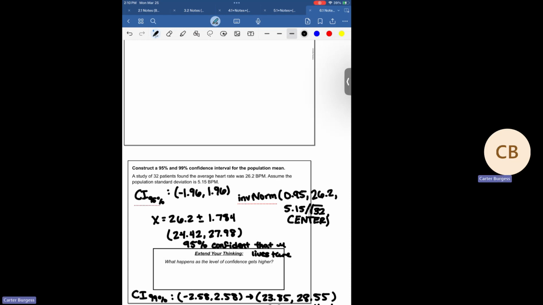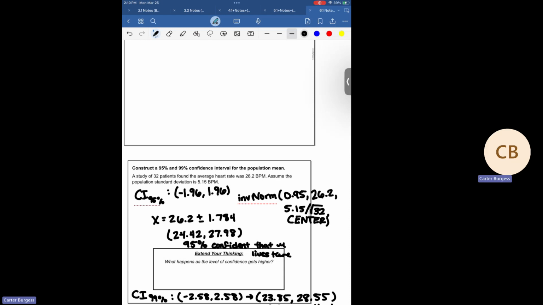And if you enter this into your calculator, you get the exact same thing that we calculated by hand. You get 24.42 and 27.98. So entirely doable with the calculator as well. There's nothing wrong with doing that. But I didn't want to flood you guys with a bunch of calculator inputs.